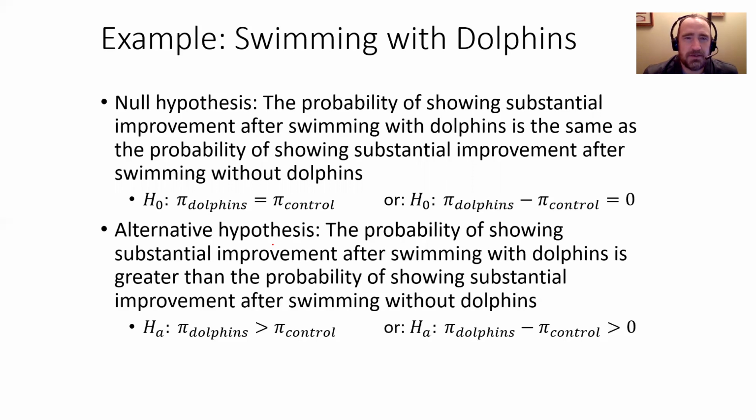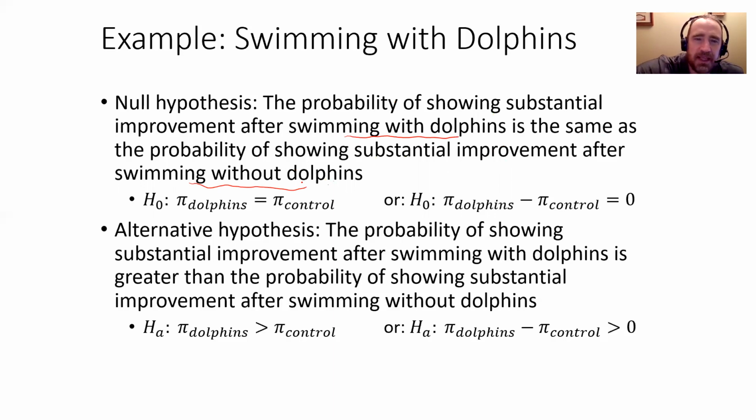So the null hypothesis for all of this unit and pretty much the rest of what we look at is always going to be that there's no connection, no association between our two variables. And here we can phrase that this way: the probability of showing substantial improvement after swimming with dolphins is the same as the probability of showing substantial improvement after swimming without dolphins. In other words, it doesn't matter if you're swimming with dolphins or swimming without dolphins, we're going to see the same kind of results. There's no connection between the dolphins and the probability of substantial improvement.